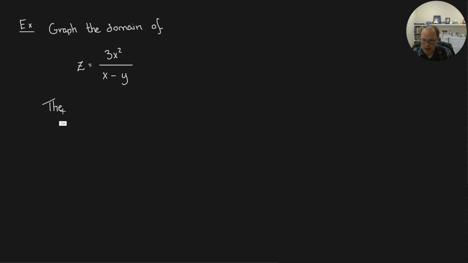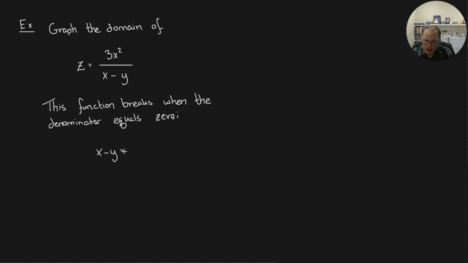So this function breaks when the denominator equals 0. So when x minus y equals 0. Okay? So if I move the y over, I have the line y equals x. So whenever x and y are the same value, that's where my function breaks.